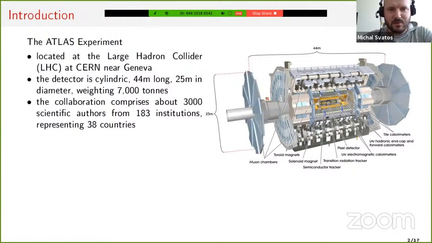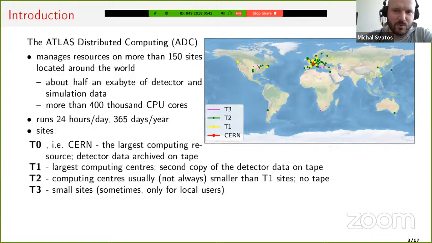I think I don't need to spend a lot of time on introducing the ATLAS experiment. It is a big experiment, both in terms of size and in terms of collaboration size, with thousands of people participating, so the computing size also needs to be significant. A bit of introduction of ATLAS distributed computing: it manages resources on 100, 150, maybe more sites, which represents about half an exabyte of data and more than 400K CPU cores, and it runs non-stop.